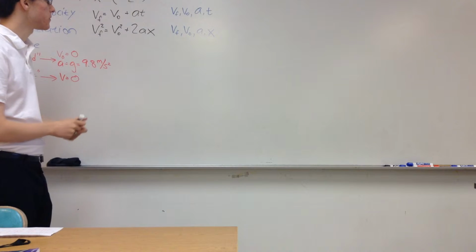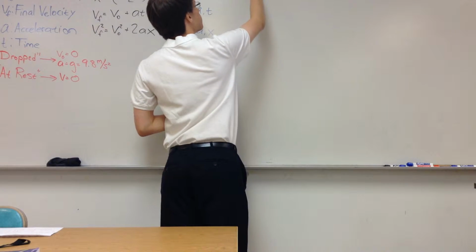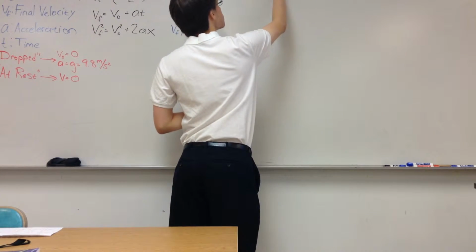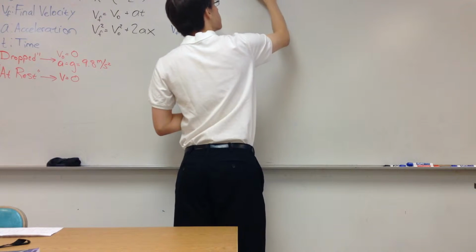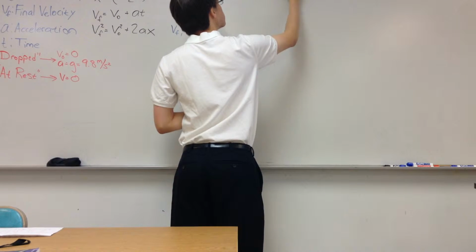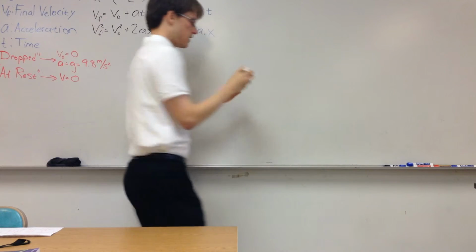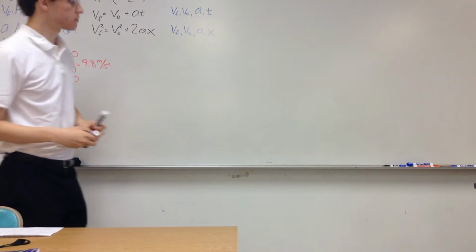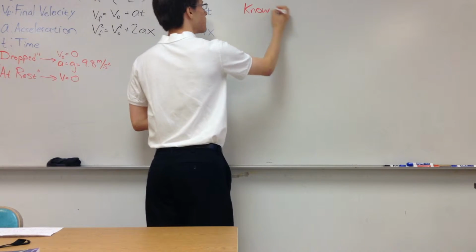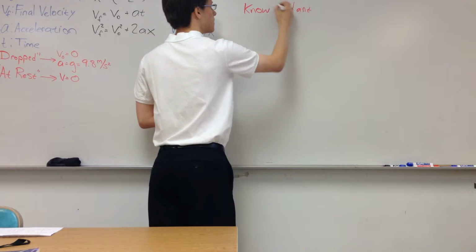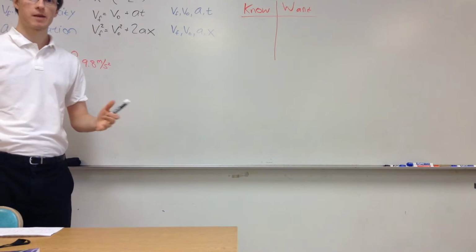So when you're trying to solve a problem with kinematics, there are four steps that you need to do. The first step is list what you know and what you want. And we can do that right here. We can say what we know, what we want, and we can make a little table. So let's do a sample problem.